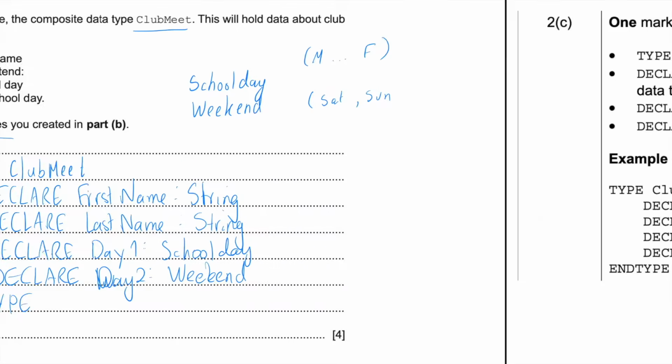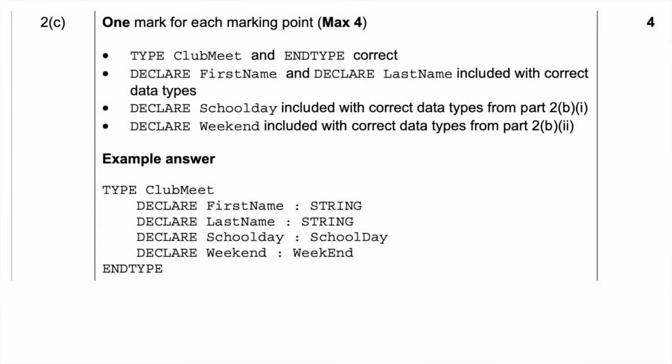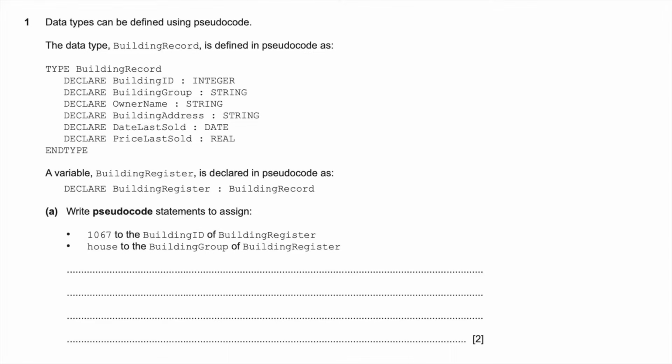So let's see whether this looks the way it's supposed to. And yeah, it pretty much does. You've got strings for these, end type, type definition, and that's our first example. Now let's look at another one.